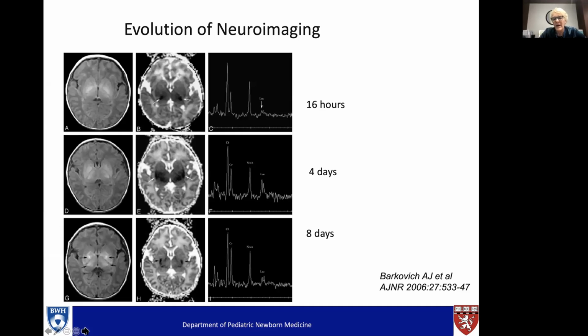Again, here from pre-cooling times, really going back now nearly 15 years. At 16 hours, just a bit of restriction on the ADC map and a little bit of lactate. But by day 4, very prominent lactate on spectroscopy, very prominent abnormalities seen here on the diffusion, and really faded by 8 days. Can't really see those diffusion changes. Now you can see the very prominent changes on the T1.